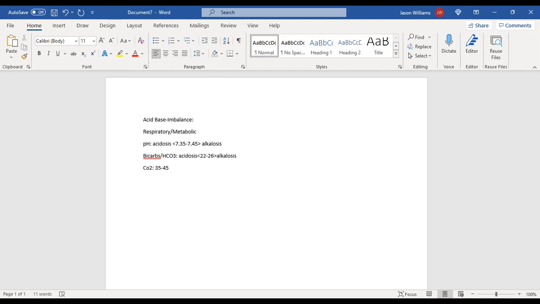Now with CO2, we know that is more so acid. If the CO2 is elevated, would that be a sign of acidosis or alkalosis? Acidosis. I just told you that the CO2 is an acid. So if we have high acids, meaning over 45, we definitely know we have a lot of acid. But if the CO2 is low, the patient is more so alkaline.